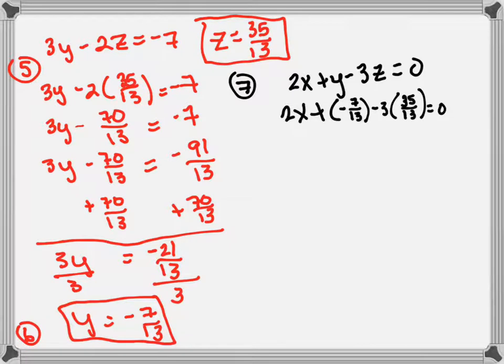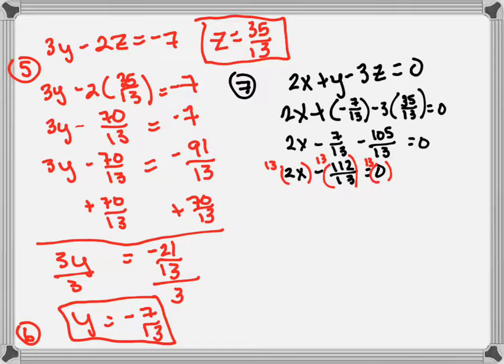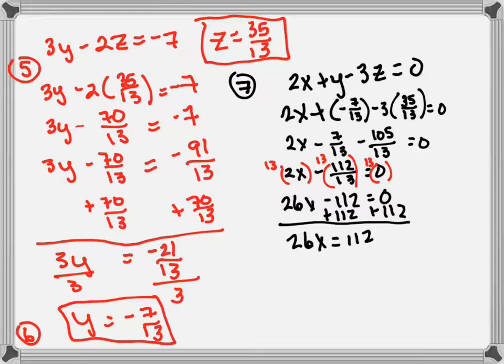So 2x plus negative 7/13 minus 3 times 35/13 equals 0, or 2x minus 7/13 minus 105/13 equals 0, or 2x minus 112/13 equals 0. I'm going to multiply everything by 13 to get rid of my fractions here. 26x minus 112 equals 0. Going to add 112 to both sides. So 26x equals 112. Divide both sides by 26.